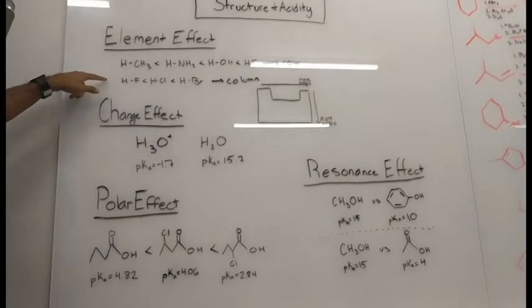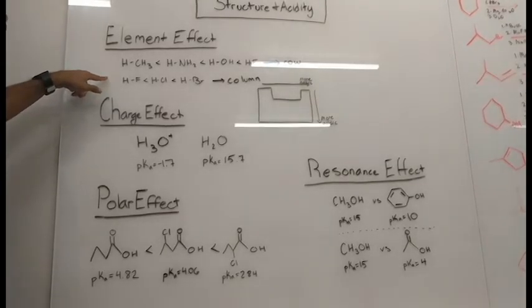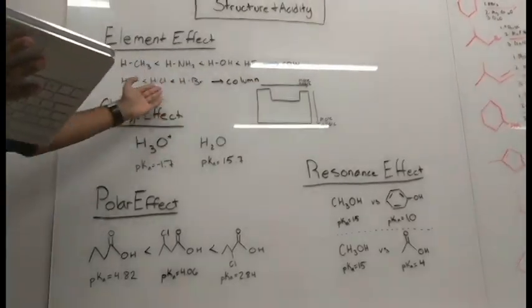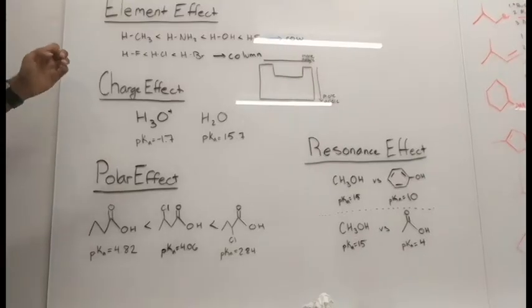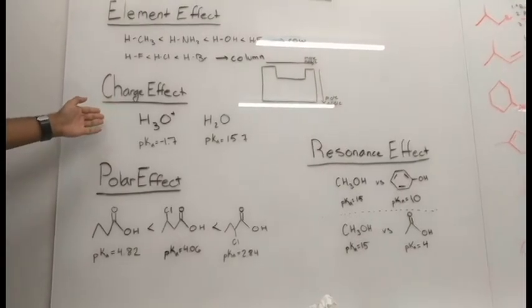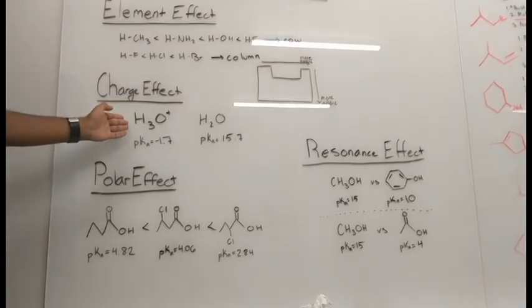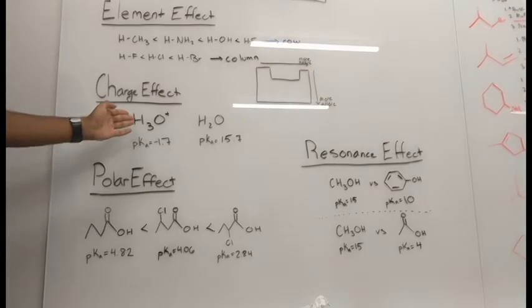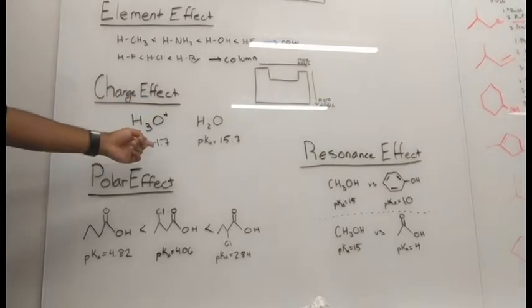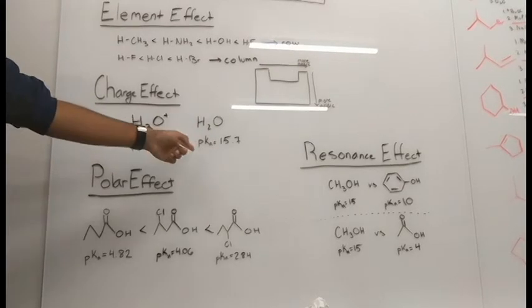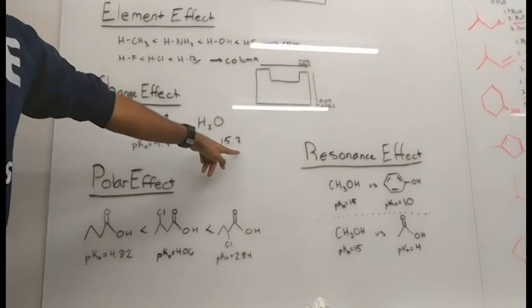Also, the acidities of acids increase towards higher atomic numbers within a group of the periodic table. The main source of this increase is the decreasing bond strength when moving down the periodic table, as witnessed here also. The charge effect is determined by the charge of the atom to which the acidic hydrogen is bonded. So here we have H3O plus, and the pKa is negative 1.7, and we have H2O, which does not have a positive charge, and has a pKa of 15.7.